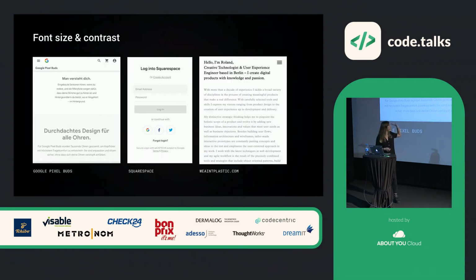So I'm just going to show you 3 examples. One is from Google Pixelbuds, Squarespace, and this blog that I found, Wine and Plastic. It's quite known, but I had no idea. You can see a pattern here: very gray fonts, quite minimalistic style, right? The contrast is not really obvious.